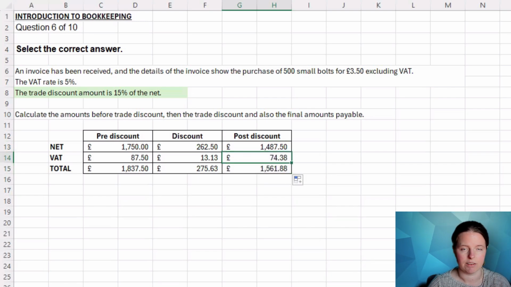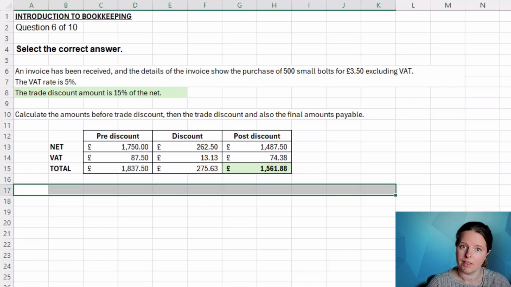And we're going to do the same for the VAT and the gross amount. So the total VAT that's going to be paid is £74.38. And the total post-discount gross amount, which is the amount we're going to pay the supplier, is £1,561.88. So that's how you answer that.